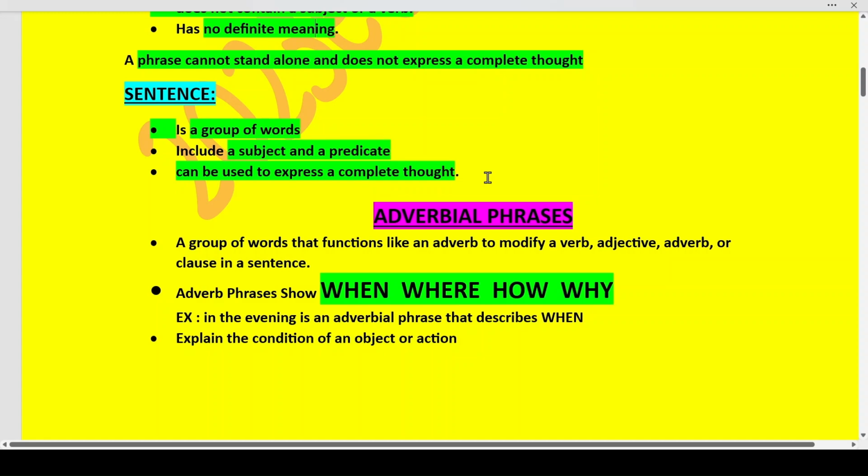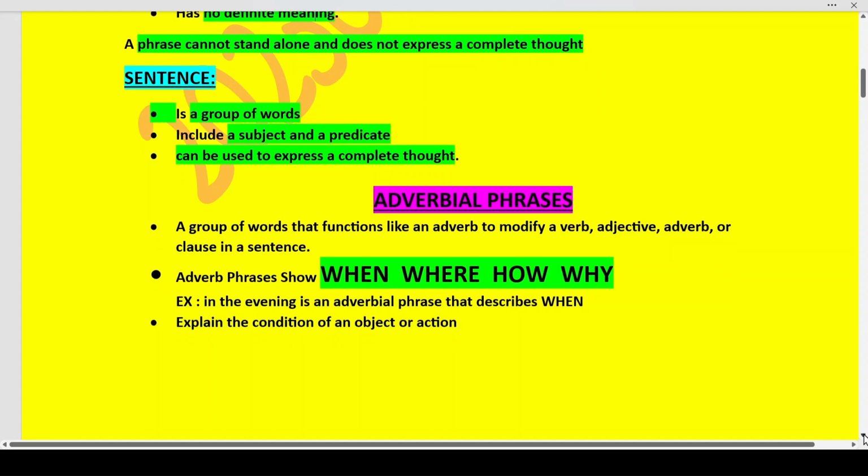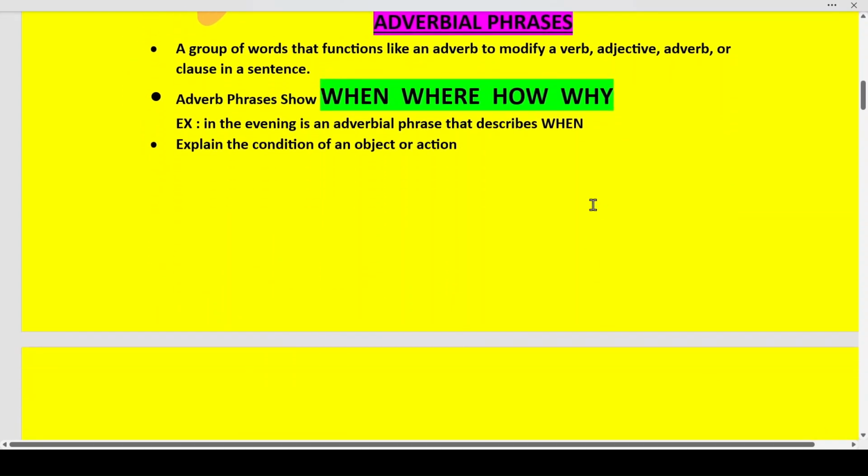Now, coming over to our main topic, adverbial phrases. After knowing what is a phrase, what is a sentence, what is an adverb, we will understand adverbial phrases in detail now. A group of words that functions like an adverb to modify a verb, an adjective, an adverb, or a clause in a sentence is called an adverbial phrase. They will show us when, where, how, and why. This is the main concept of your adverbial phrases. When, where, how, and why.